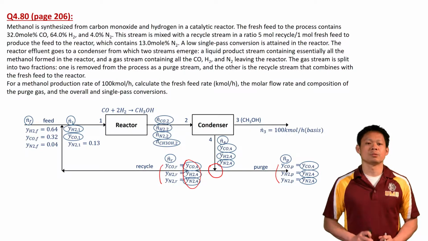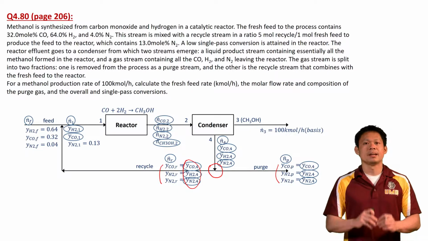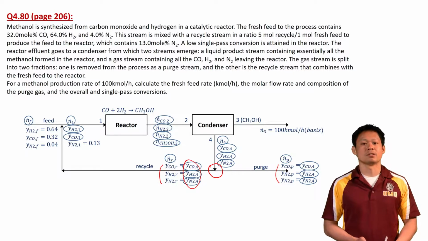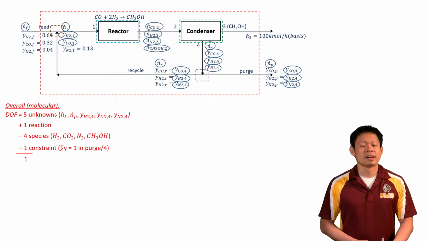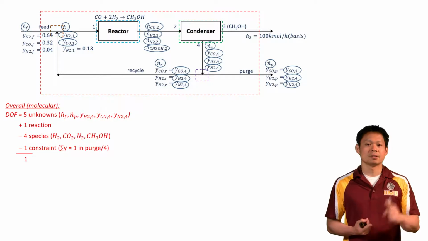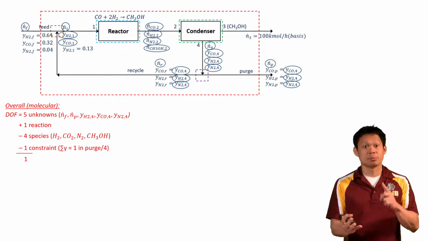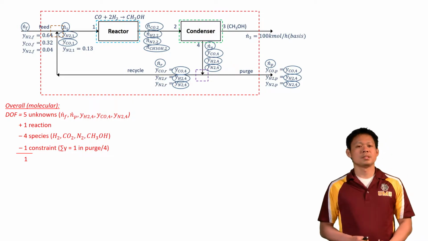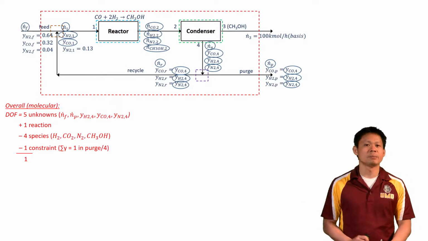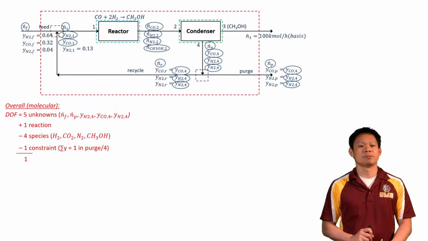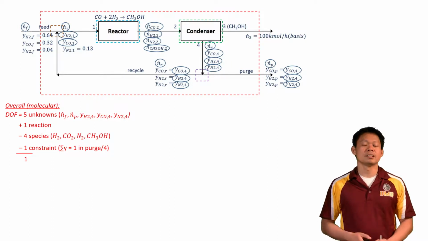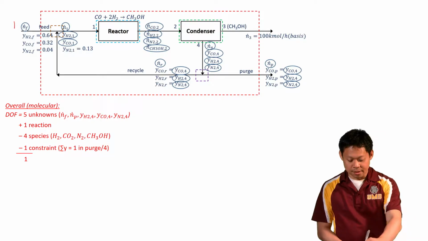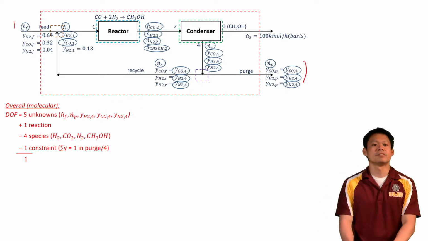Alright, so now let's use this diagram that we have labeled and drawn, and we're going to do our degree of freedom analysis. That should give us an idea of how we're going to solve this problem. Again, we have 5 different systems. We have the overall system, condenser, reactor, splitting point, mixing point. Starting with the overall, let's do the molecular species method. I'm always going to go through all 3 methods just so that you are familiar with what we are doing here. Using the molecular species method, we have 5 different unknowns. We have 1 in the feed and 4 in the purge. So that's our 5 unknowns.